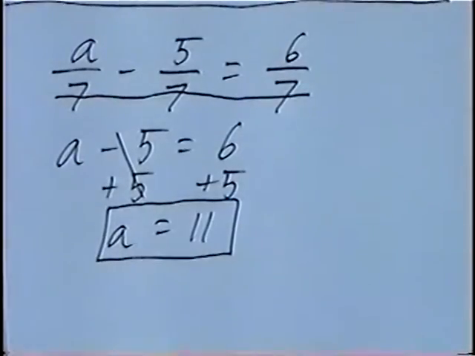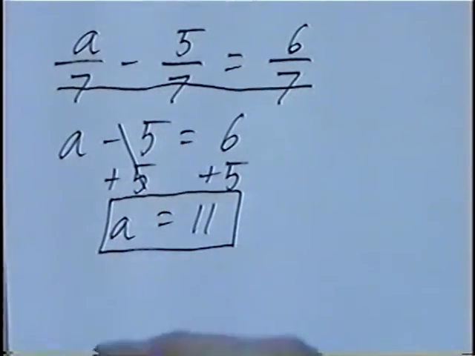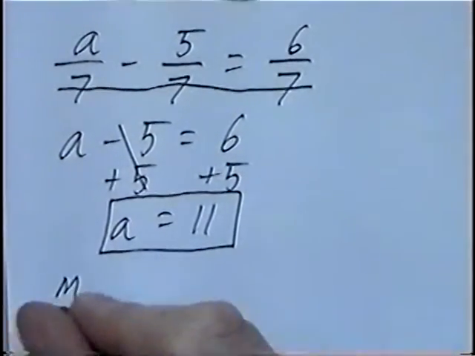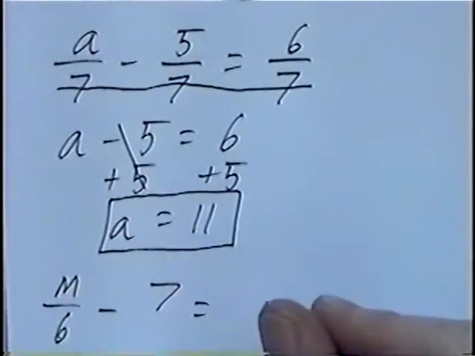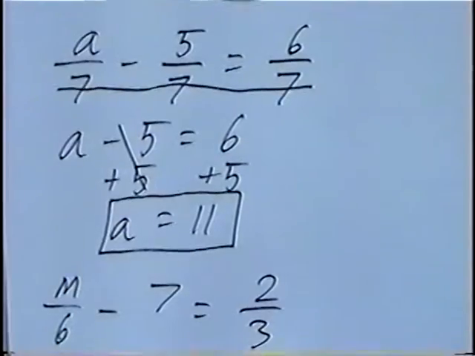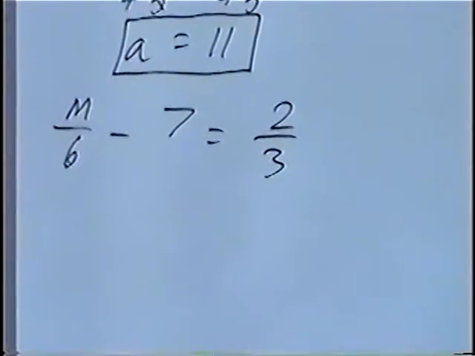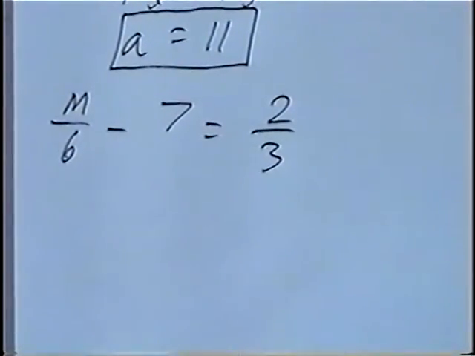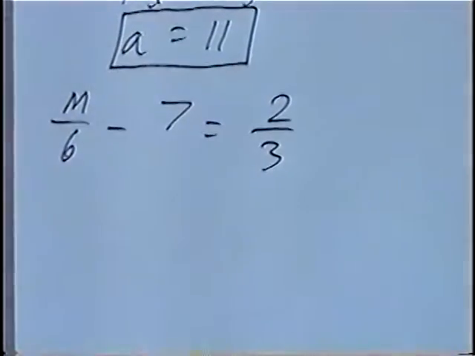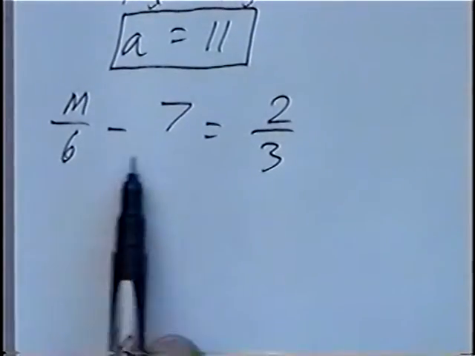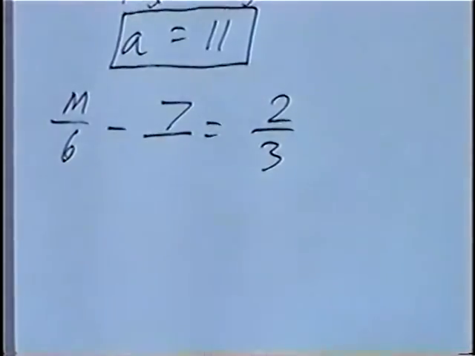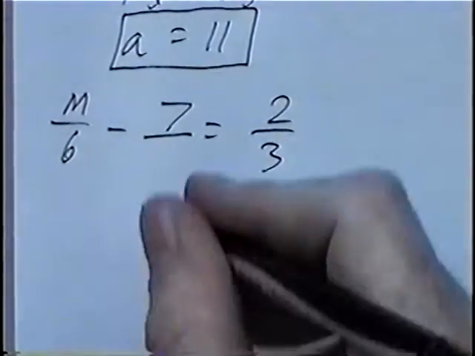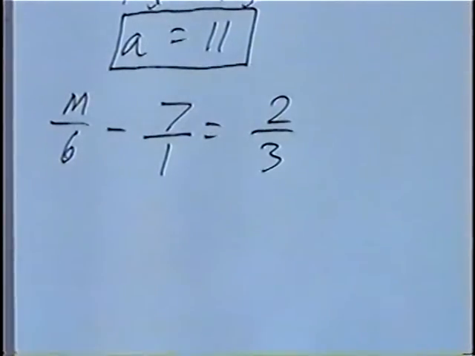Second question, and last question for the section. m over 6 minus 7 equals 2 over 3. For this question, again, we have two fractions. What we can do if we want to cross off the denominators is make every number a fraction. So the 7 we can make a fraction by putting a 1 for the denominator.